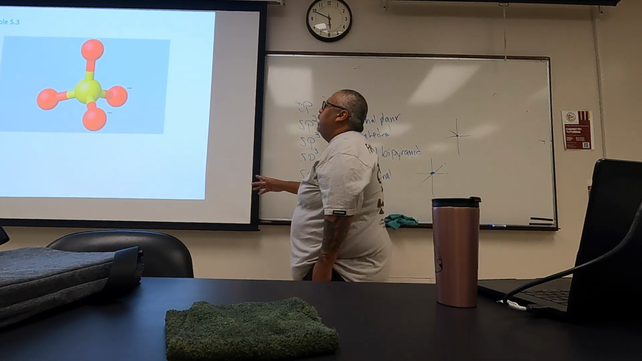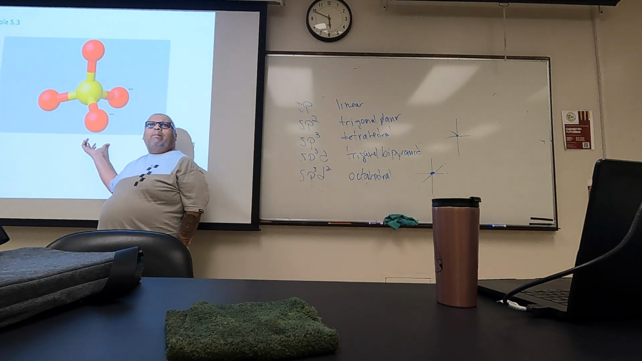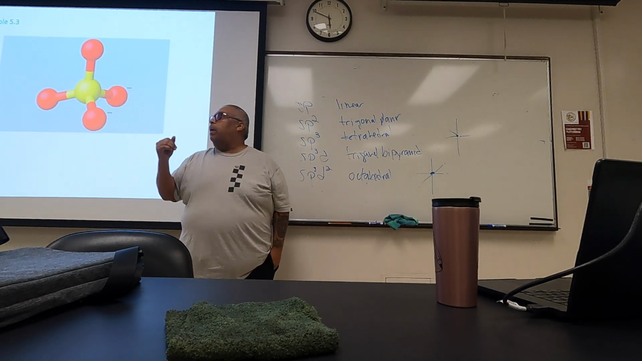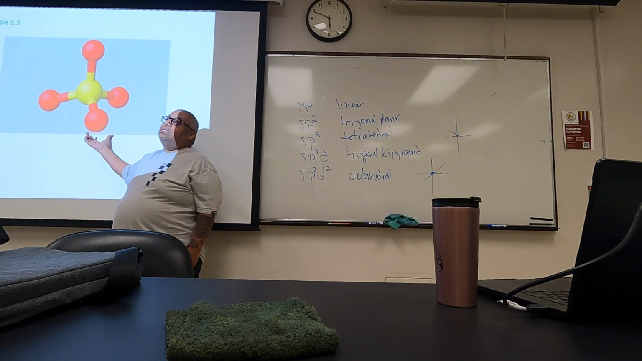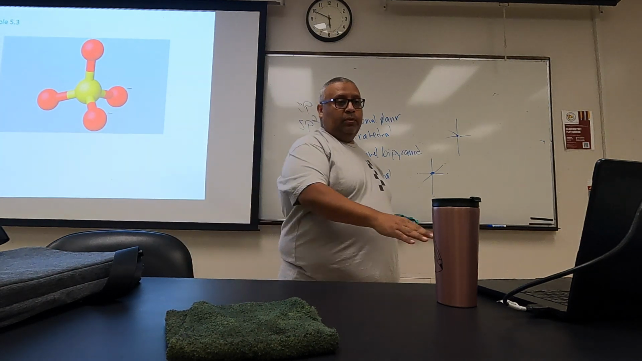So just looking at this model here, what would the hybridization be for this? Tetrahedral, right? So this is definitely tetrahedral. Now, what's the hybridization? Because that's the electron geometry. sp3, yeah. So these are all sp3 hybridized orbitals.